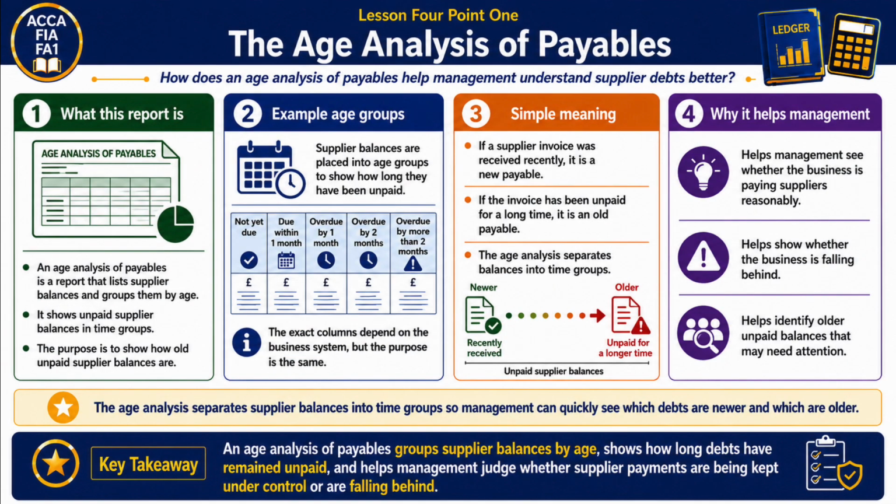Lesson 4.1, the age analysis of payables. Now we study Lesson 4.1, the age analysis of payables. An age analysis of payables is a report that lists supplier balances and groups them by age. For example, the report may show amounts not yet due, amounts due within 1 month, amounts overdue by 1 month, amounts overdue by 2 months, amounts overdue by more than 2 months. The exact columns depend on the business system, but the purpose is the same, to show how old unpaid supplier balances are.